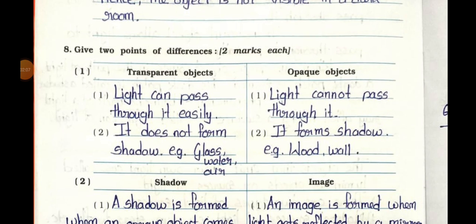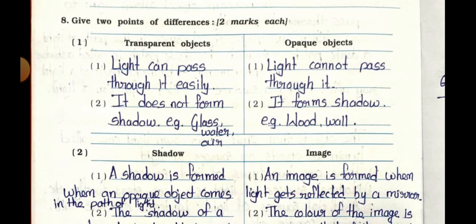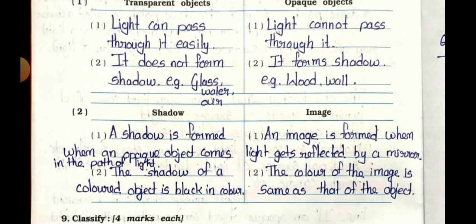Now Q.8. Give 2 points of difference. 2 marks each. Number 1. Difference between transparent object and opaque object. Point 1. In a transparent object, light can pass through it easily, and in an opaque object, light cannot pass through it. Number 2. A transparent object does not form a shadow. Examples: glass, water, air. And in point 2, opaque objects form a shadow. Examples: wood, wall.